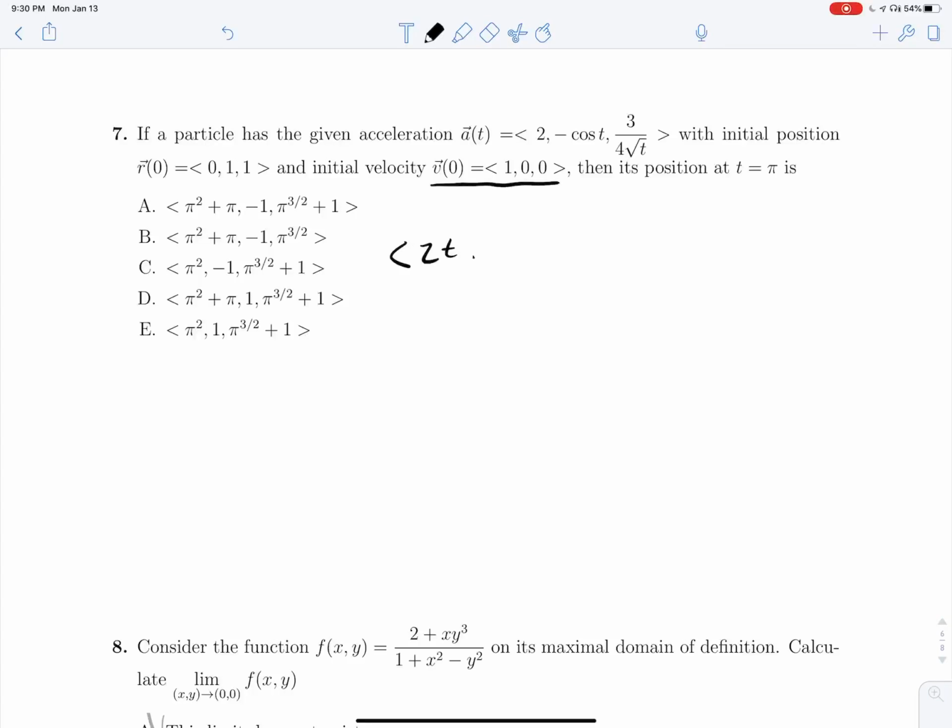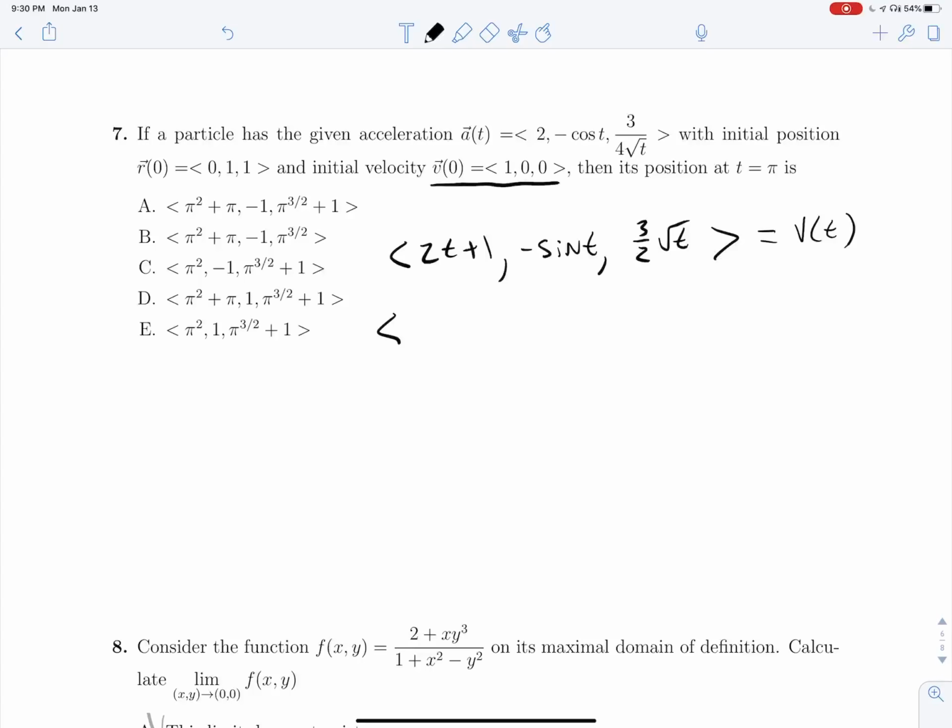We will get 2t, and then we have to make sure that that component agrees with v of 0, and it looks like it doesn't, so we'll need to add 1 so that when t is equal to 0, the x component is equal to 1. Then over here we will get negative sine t, and that does agree when t is equal to 0. And then finally 3/2 root t, and that does agree. So this is our v of t.